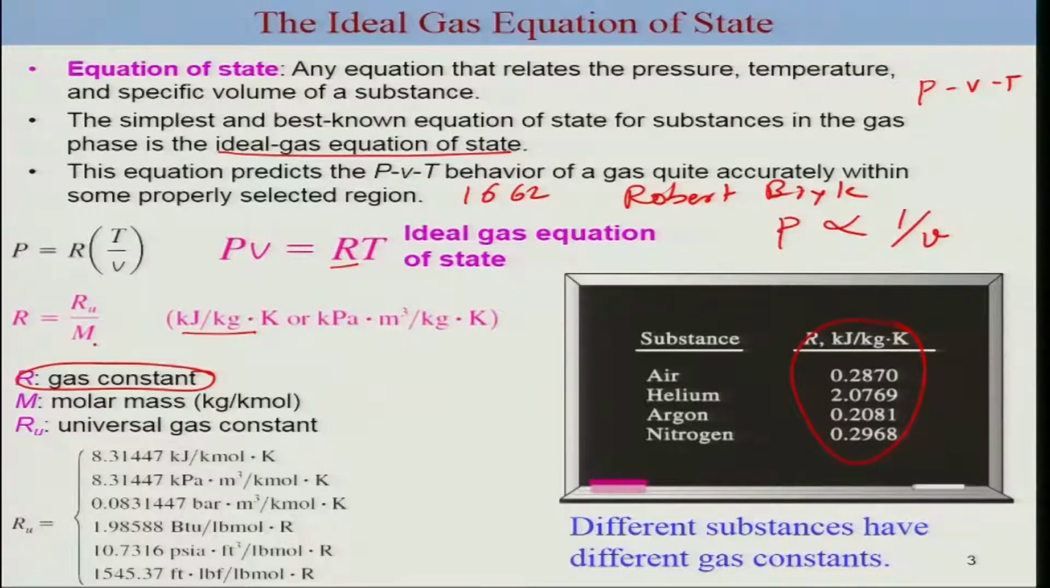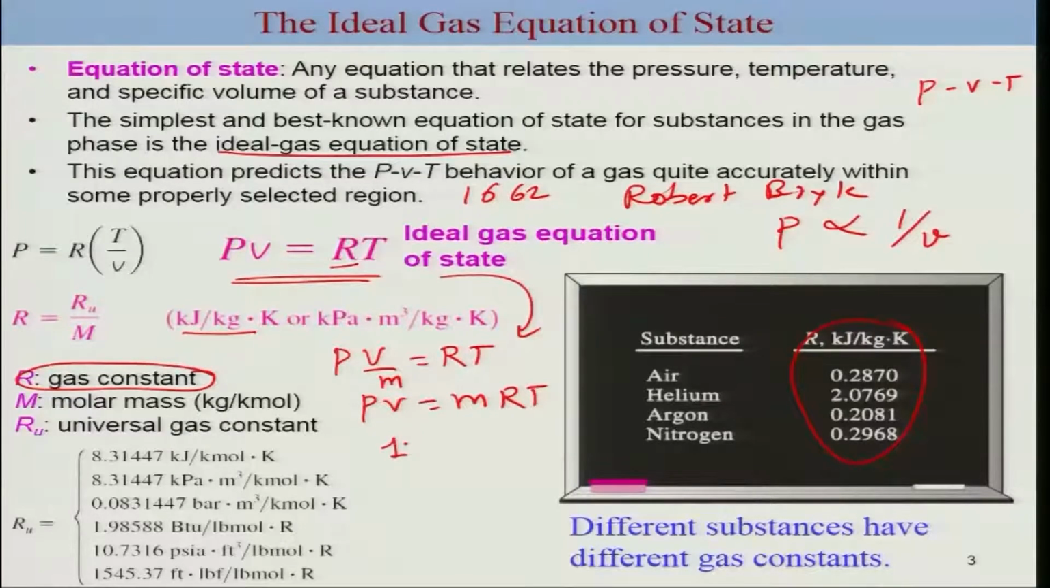Now you can write this expression in a different form, and you can make it PV equals mRT. So this is the traditional ideal gas equation of state. You can also write it in terms of moles. We know that 1 mole contains Avogadro number of molecules, or 1 mole is equivalent to the molecular weight of a substance in grams.